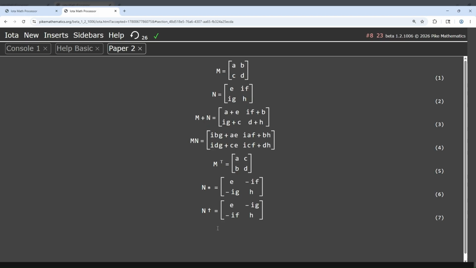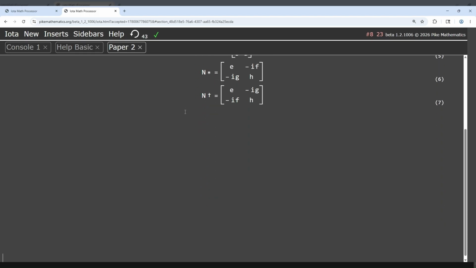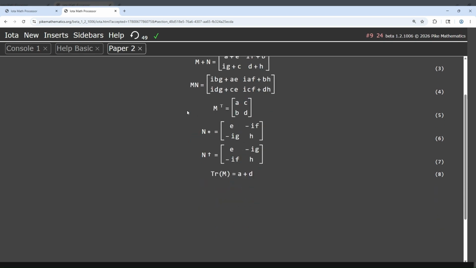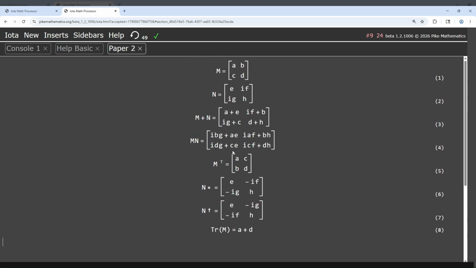Next thing I want to talk about, let me make a little room here, is the trace. To use the trace, you type capital T, lowercase r, parentheses, and put the matrix in the parentheses. And there you go. AD is the trace of M. Basically, that is the sum of the elements along this diagonal, the diagonal that goes from the top left to the bottom right. What's kind of cool about the trace is that if your matrix has eigenvalues, then the trace is equal to the sum of those eigenvalues.